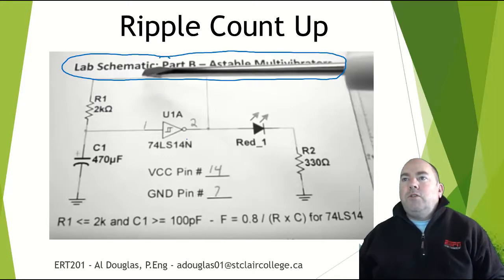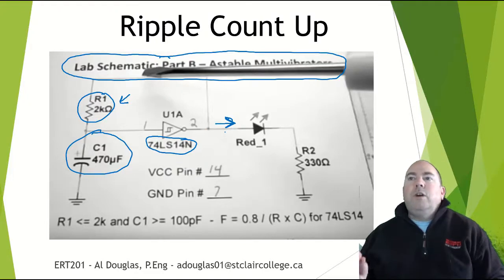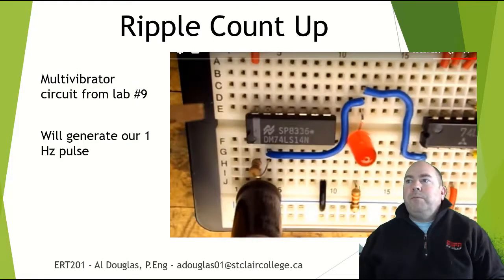It was the 14 chip with 1 resistor and 1 capacitor. And we were able to produce this signal here, which flashed this LED on and off at a set frequency. And we could vary that frequency depending on the value of this resistor. Okay, so we could alter that resistor and change how fast the LED flashed. So we can use this circuit again as our clock input signal. Okay, so this is demonstrated in the lab videos.